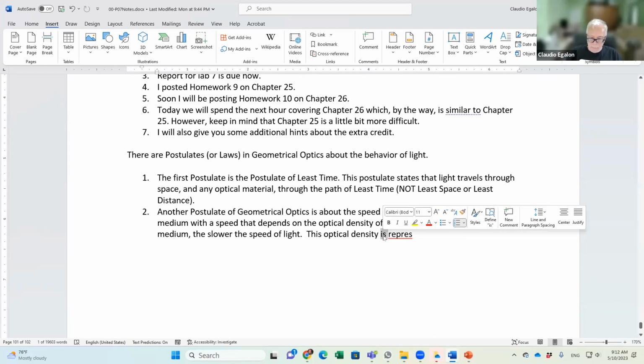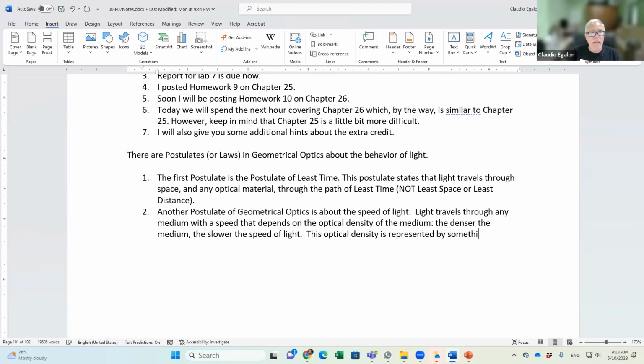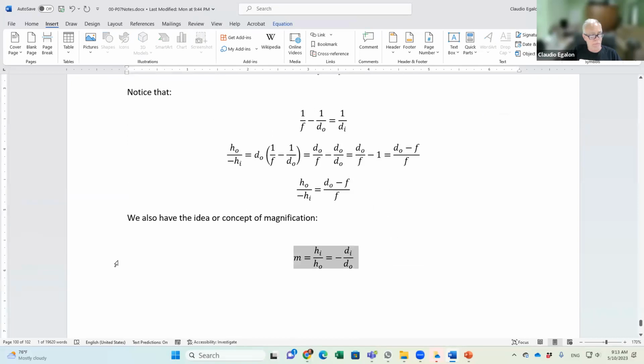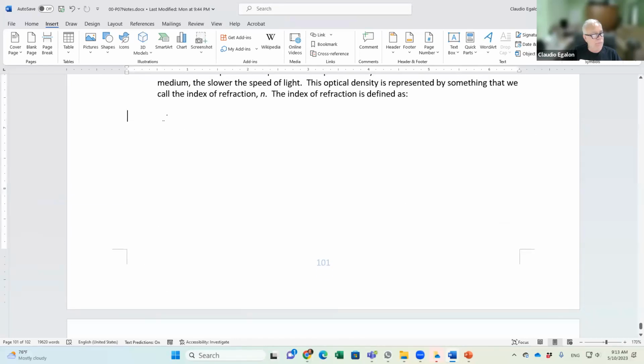This optical density is represented by something that we call the index of refraction. Okay, which, by the way, we represent with the letter N. And the index of refraction is defined as N equal to C over v. What is C? C is the speed of light, right?